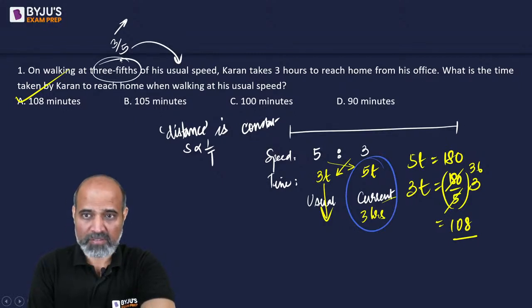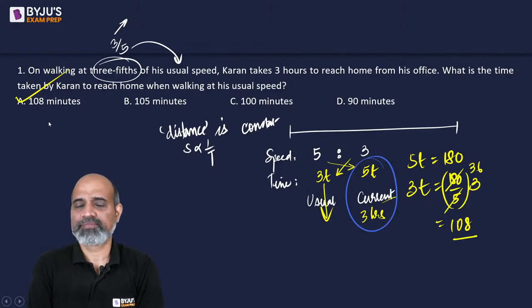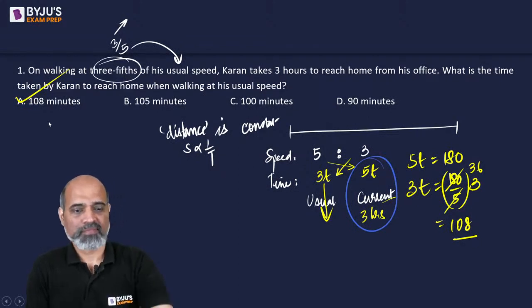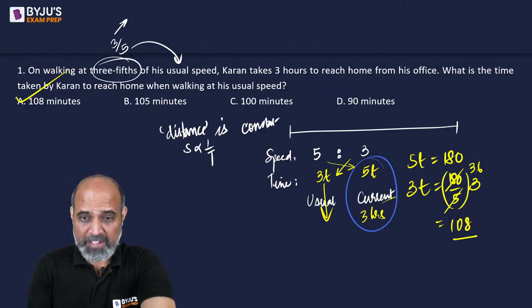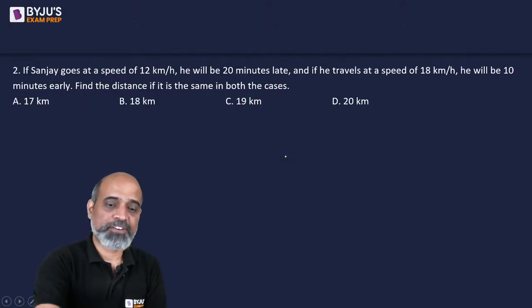90 minutes? 90 कैसे? How 90? How 90, guys? क्या कर रहे हो? किशन, सोनाली. 108. ठीक है? Okay.